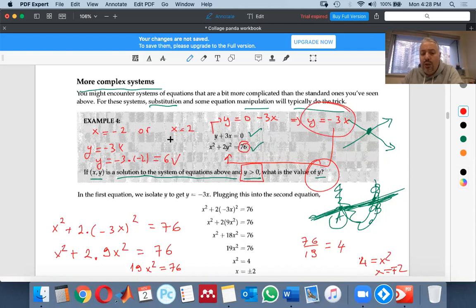What about the second one? When x is 2, y is equal to negative 3x, so y is equal to negative 3 times 2. Y is equal to negative 6. But negative 6, is it greater than 0? No, cancel this out. So you have only one answer, which is 6. Okay? Which one? Let me repeat. Which one?